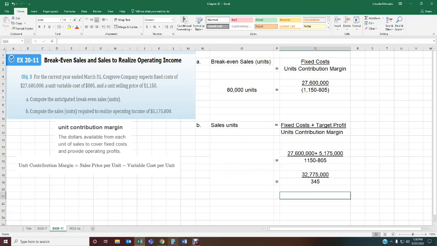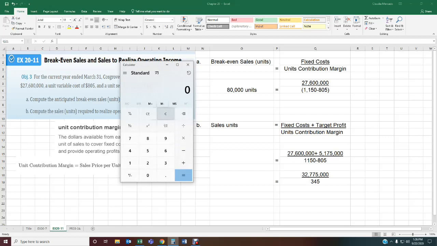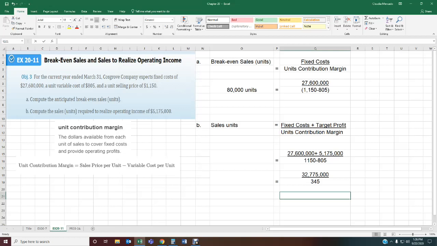Now we can get our calculator out and divide my 32,775,000 by 345. That gives me 95,000 units.